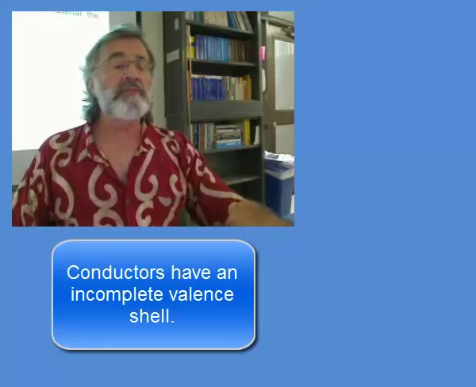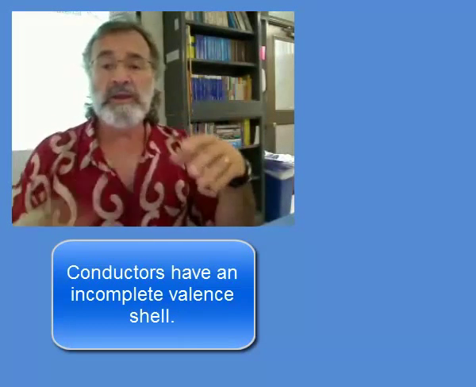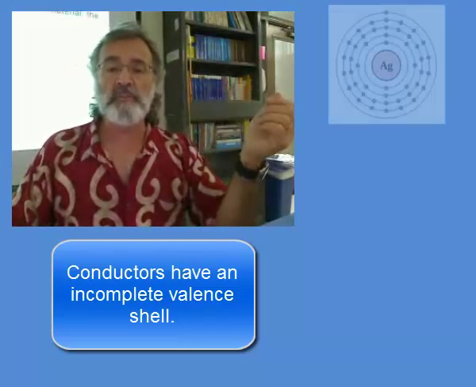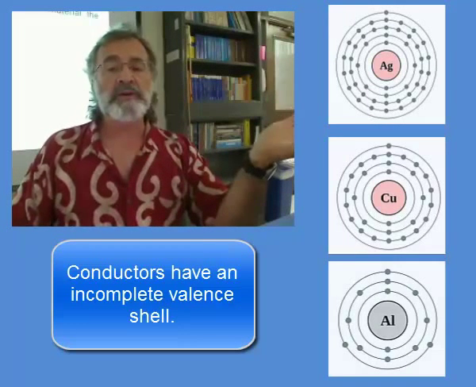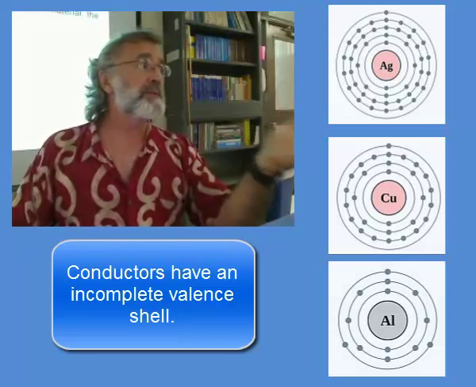Conductors usually have their outer shell not filled. Here we have 3 examples: silver, copper, and aluminum. And a better conductor than silver. Silver is really good, but gold is better, and platinum silver is the best.